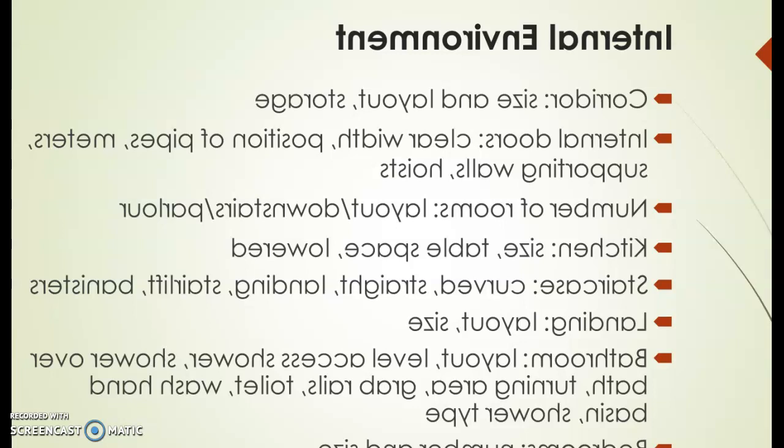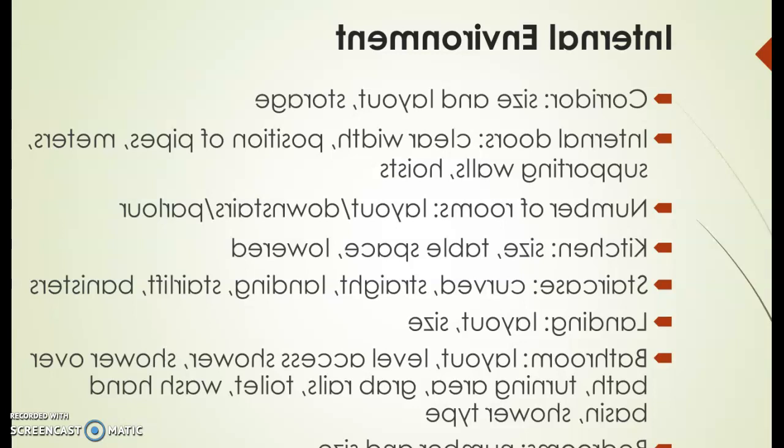The number of rooms, thinking about the layout downstairs. The kitchen, think about the size, the table, the space, and whether you've got lowered worktops. Staircase, is it curved, straight? Is there a landing? Think about stair lifts and banisters. When you think about the landing, think about the layout. If they've got a frame or a walking aid, do they need any turning space?